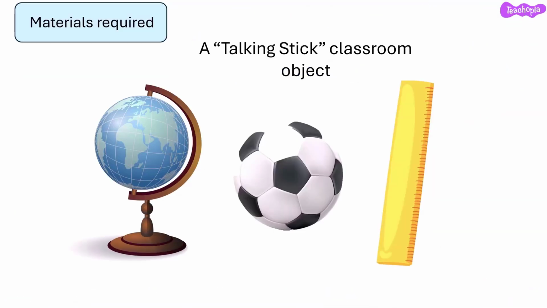You will need a talking stick for this particular activity. Now, you can use any object available in your classroom, for example, a ruler, a football, a globe, anything that learners can pass around easily.